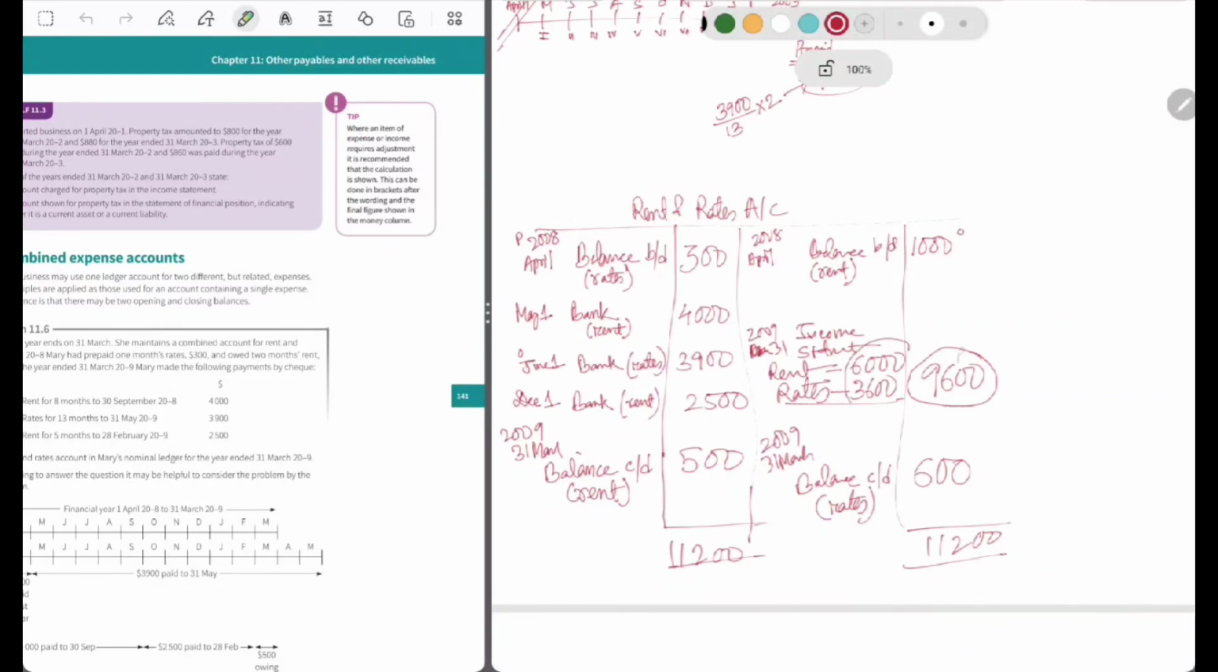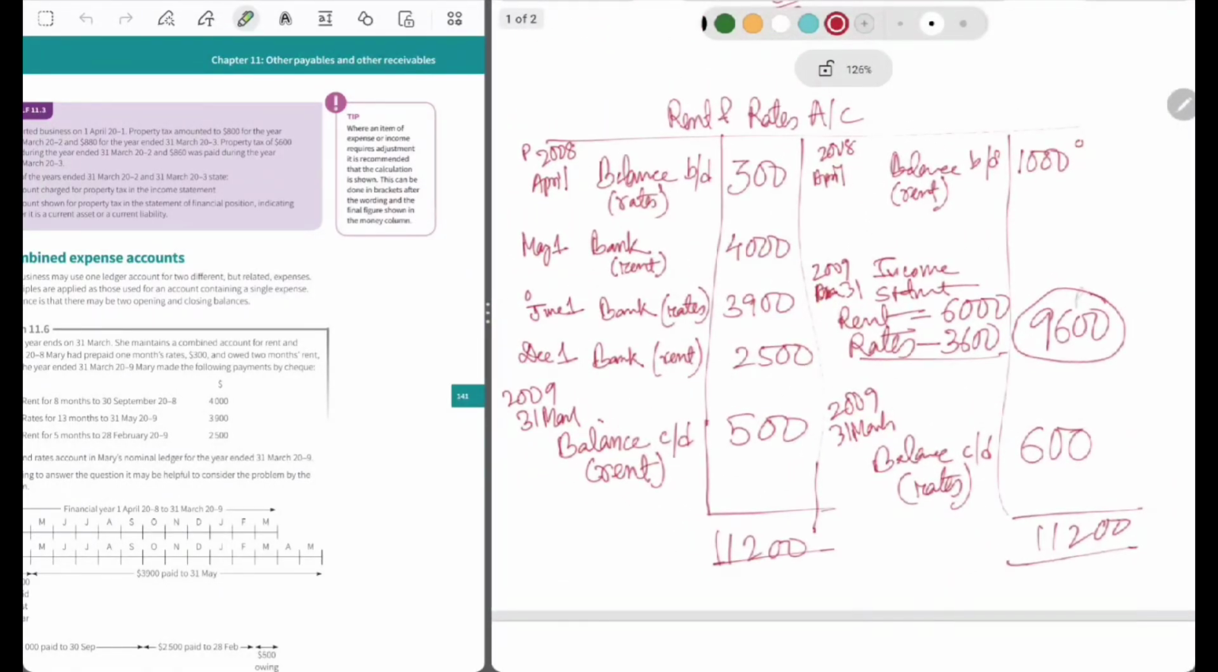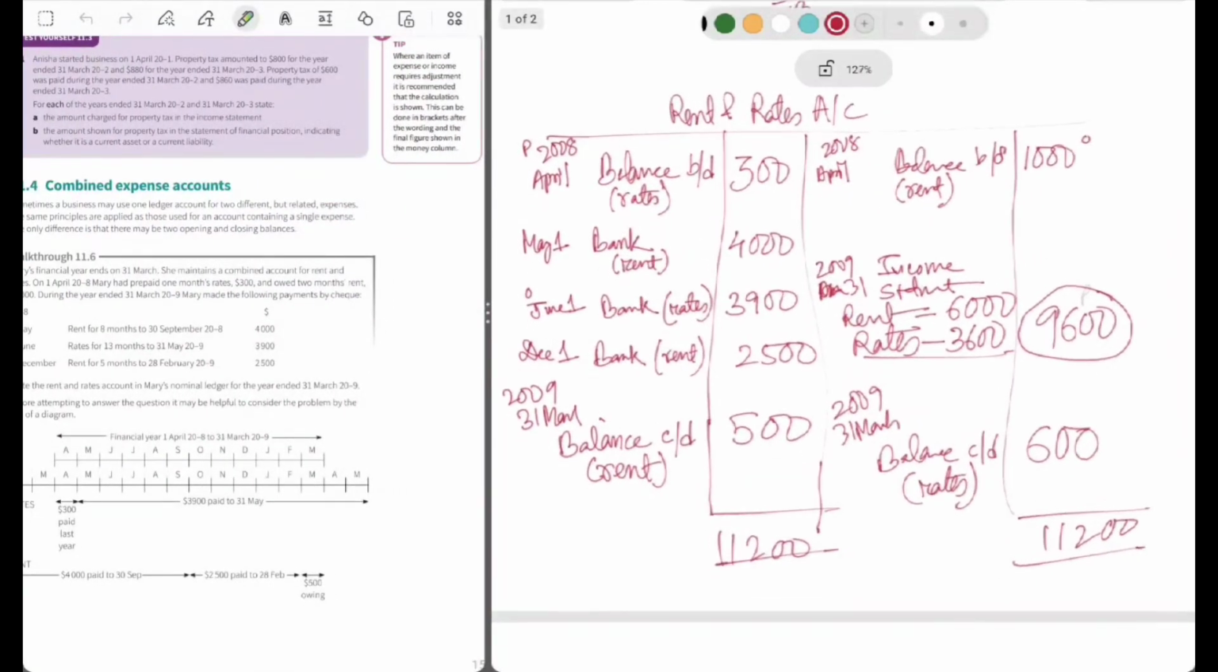So 6,000 plus 3600 makes how much? $9,600. So this is what we call combined expense account. Okay, just go through it, practice a few questions. If there is any problem, then we can discuss it. Okay, so I hope we are clear how we manage combined expenses account.